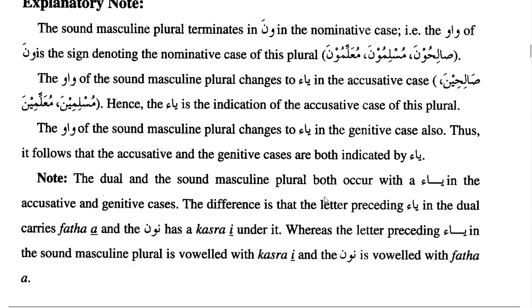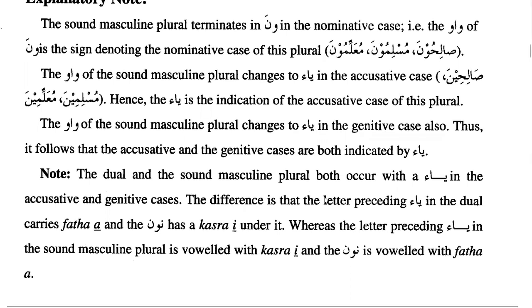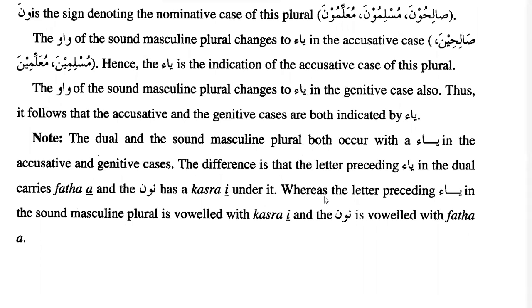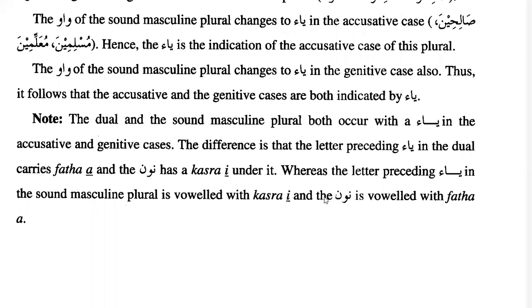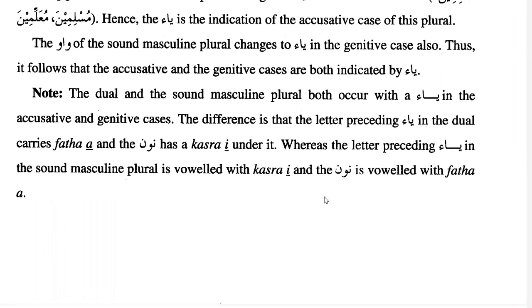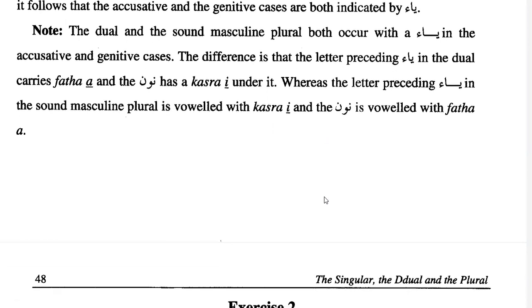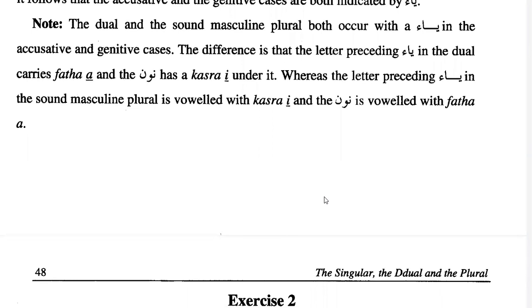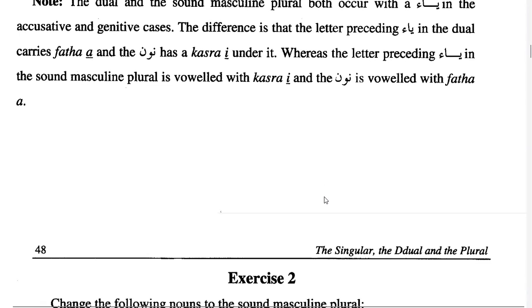The vowel of the sound masculine plural changes to ya in the accusative case: Salihina, Muslimina, Muallimina. Hence the ya is the indication of the accusative case of this plural. The vowel changes to ya in the genitive case also. Thus, the accusative and the genitive cases are both indicated by ya. Note: the dual and the sound masculine plural both occur with a ya in the accusative and genitive cases. The difference is that the letter preceding ya in the dual carries fatha and the noon has a kasra under it, whereas the letter preceding ya in the sound masculine plural is voweled with kasra and the noon is voweled with fatha.